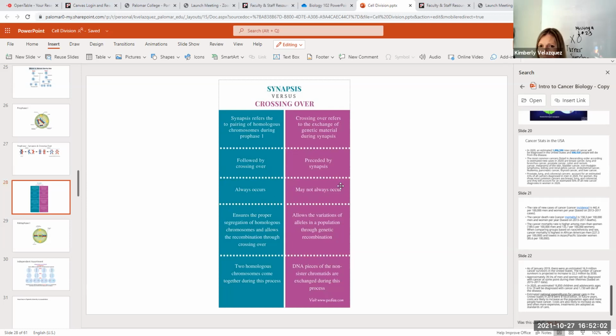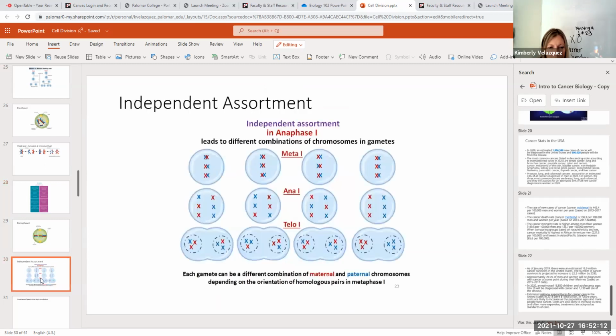Crossing over doesn't always happen. Sometimes two chromosomes can come together and they don't swap genetic material. That's another way that it's random each time. Also, just pointing out independent assortment. Depending on the alignment of how that pair flip-flops on the metaphase plate, you're going to end up with a different outcome.